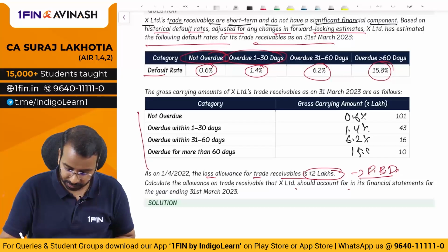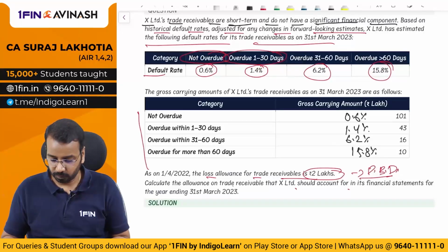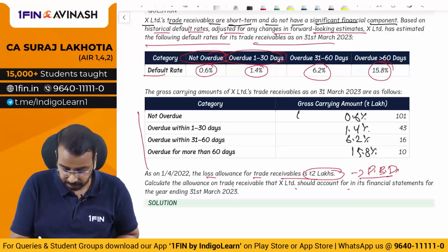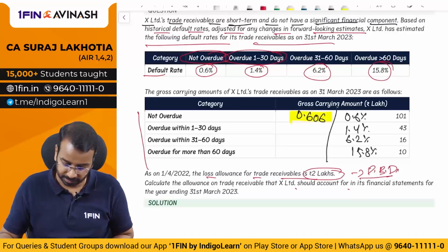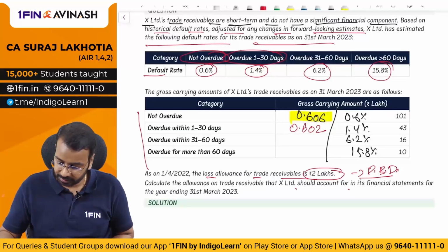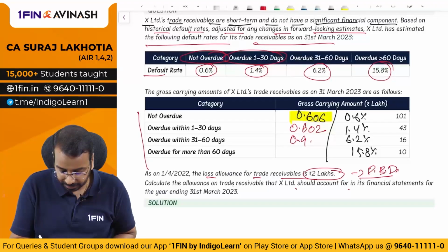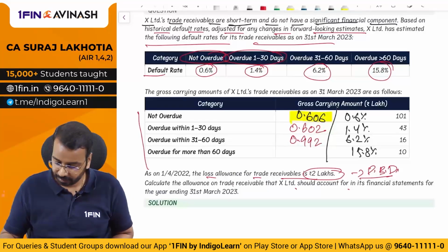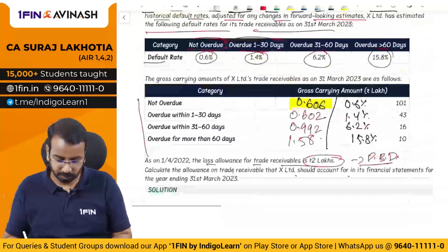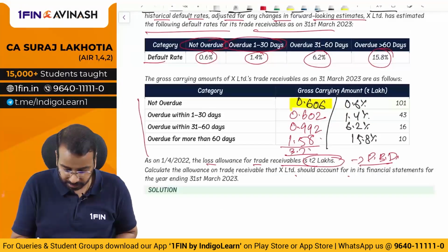This is 15.8%. So 101 into 0.6%, 0.606. Then 43 into 1.4%, 0.602. Then 16 into 6.2%, 0.992. Then 15.8 into 10%, 1.58. Grand total you can do. So total provision required is 3.78.